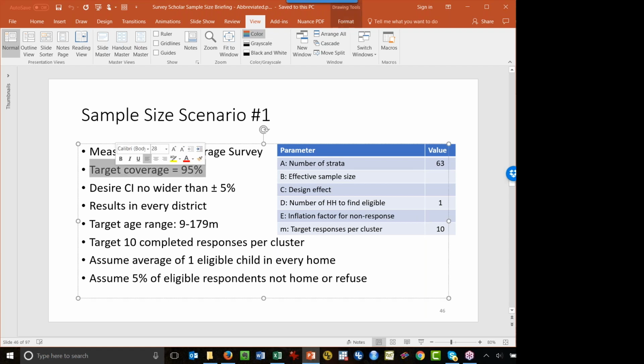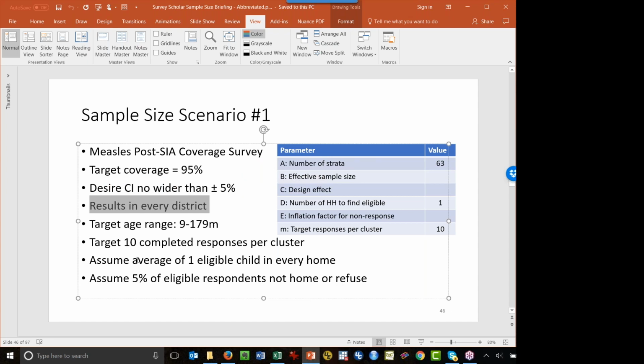The target coverage is 95%, and we worked with the folks in the Ministry of Health to say that we want a confidence interval no wider than plus or minus 5%. We want results in every district. So results in every district means the number of strata is 63. The target age range, the campaign was for kids 9 months up to 15 years.